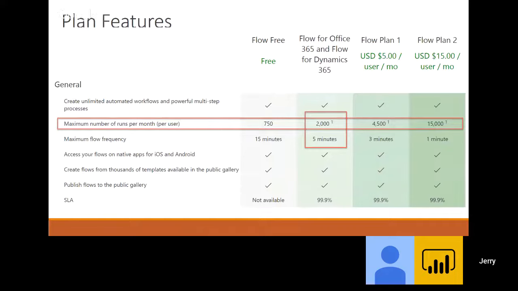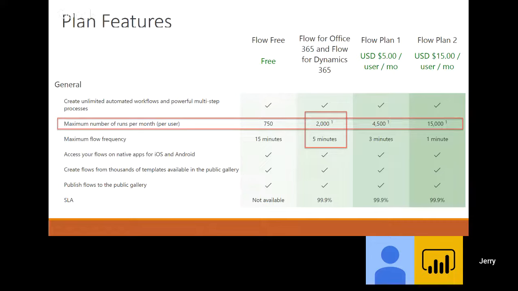So Flow is constantly looking at the source application, the service that you're connected to on the "Hey, I'm listening" side. I'm not going to go into licensing. That would be a whole other 2 or 3 hour discussion. But what I want to point out here is that there's a maximum number of runs per month per user, depending upon which plan you're on.